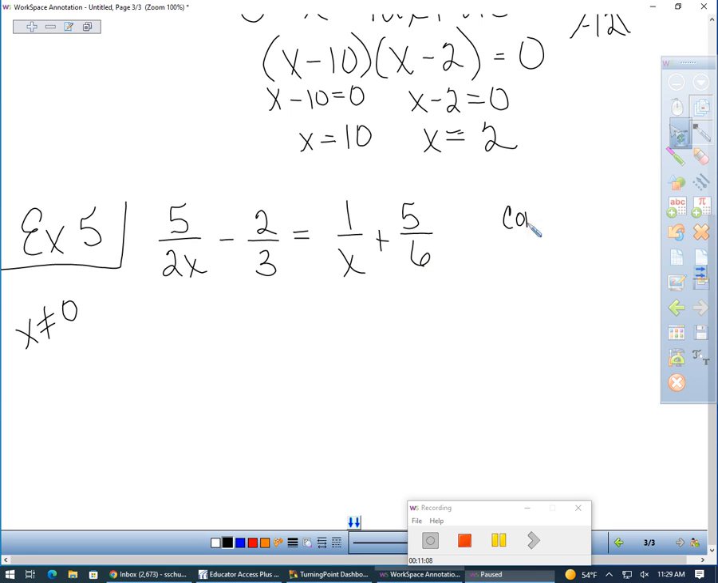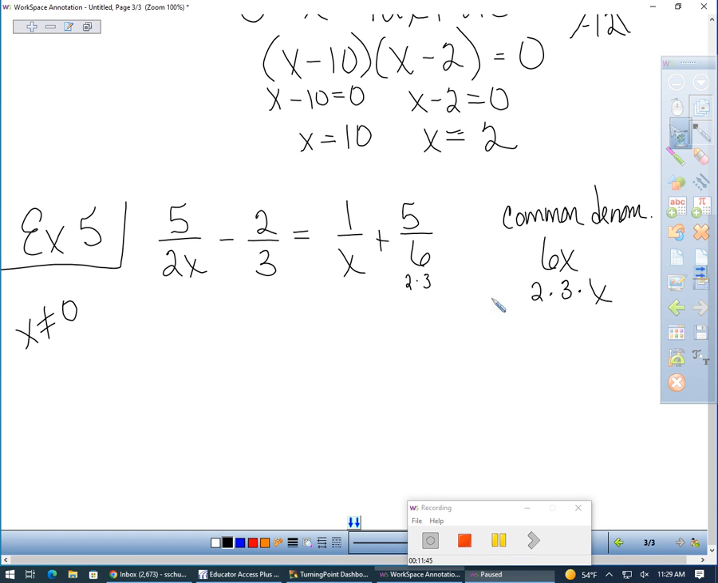Now, finding that common denominator. We have a 2 and an x. We have a 3. This x is part of the 2x, and 6 is part of 2 and 3 together. So our common denominator is going to be 6x. 6x involves every single thing that's here, right? We have a 2x, we have a 3, we have an x, and really 6 is 2 times 3. So both are involved.